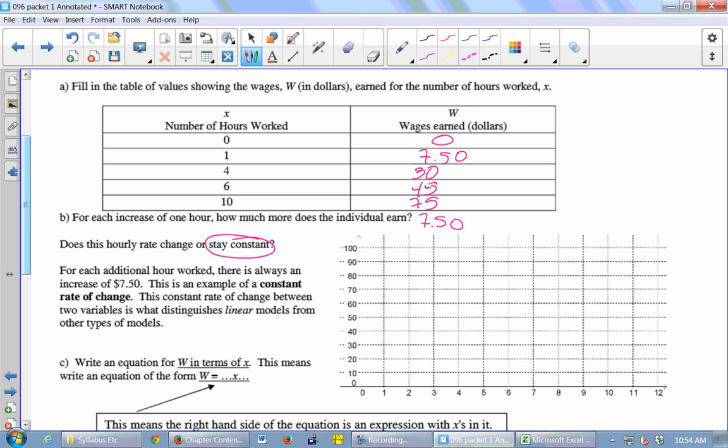This is an example of a constant rate of change. And the constant rate of change between two variables is what distinguishes a linear model from another type of model. Okay. So it's that constant 1 unit increase in x, number of hours worked, always leads to the same increase in y, wages earned. Okay.